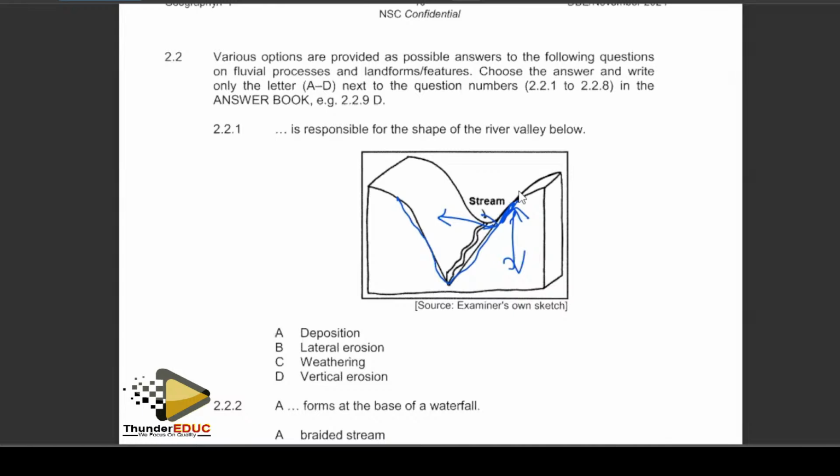And what other element are we interested in? There's nothing else that we're interested in, because whenever there's vertical erosion, the river channel becomes narrow and deep. So this is typical of the upper course of the river where we have V-shaped valleys. This is typical of a V-shaped valley. It is caused by vertical erosion. Remember, vertical erosion is that type of erosion which is responsible for deepening the river channel.